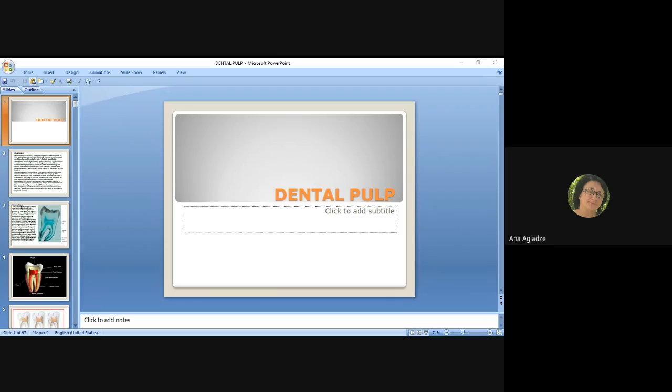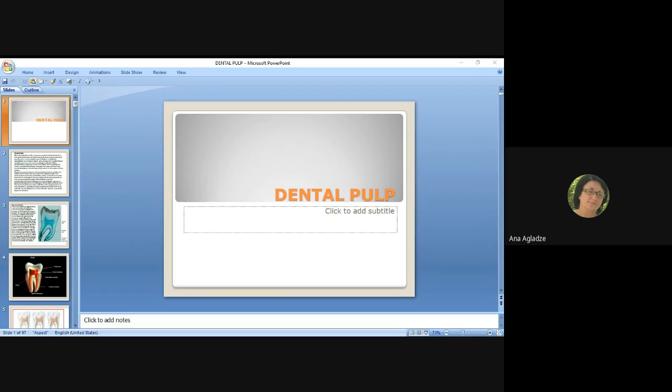Today we'll deal with the dental pulp. You know that we discussed dentin, and you know that dentin and the dental pulp form one complex because the pulp tissue is located in a rigid chamber, which is formed from dentin. Dental pulp is the soft, loose connective tissue.